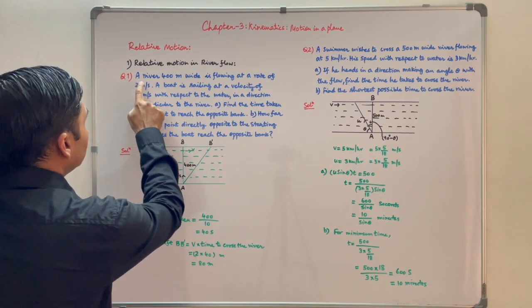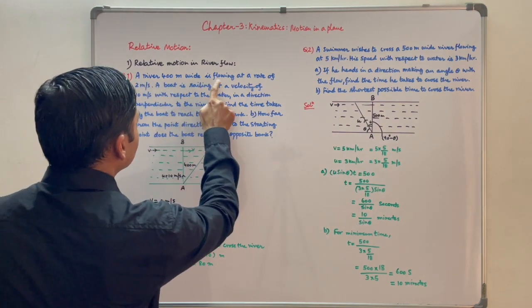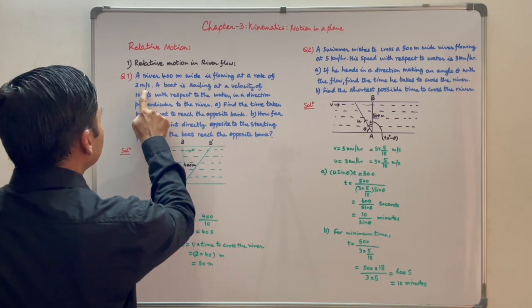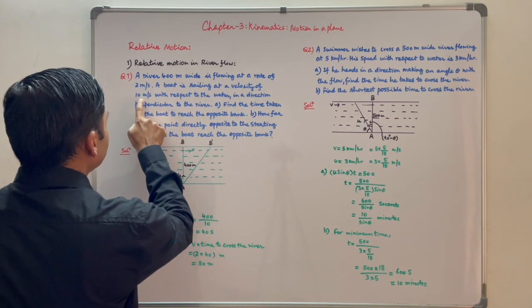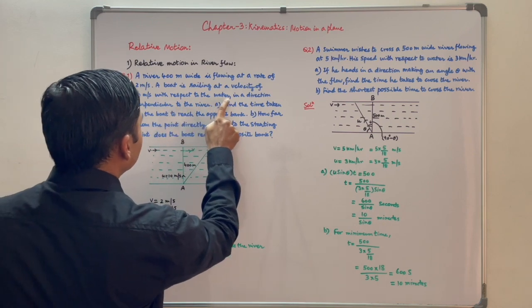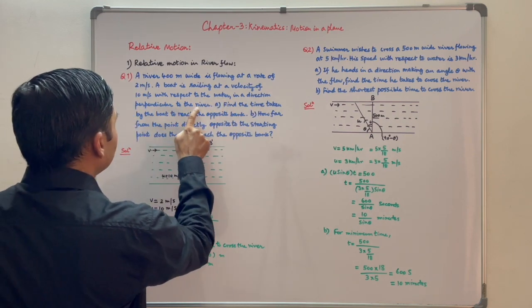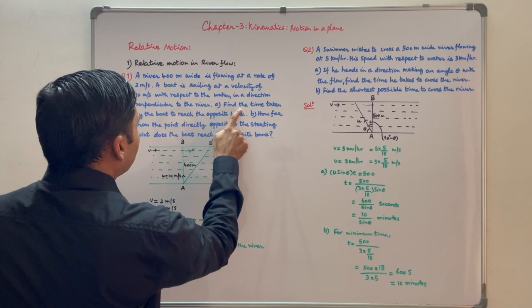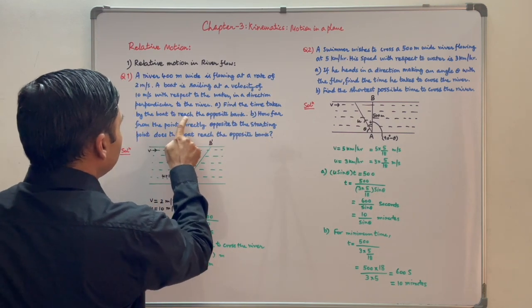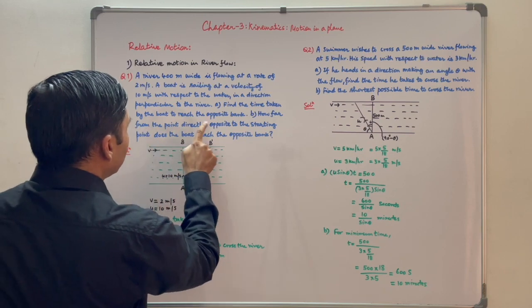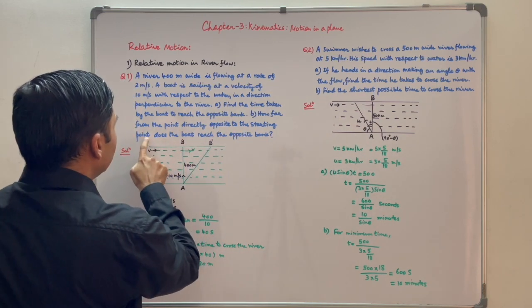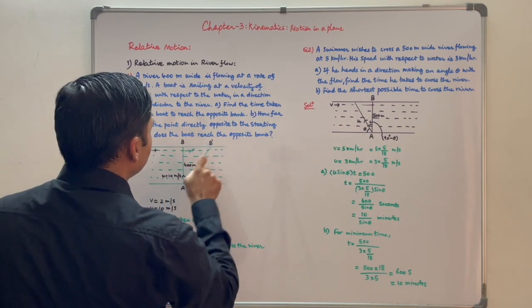First question, a river 400 meter wide is flowing at a rate of 2 meter per second. A boat is sailing at a velocity of 10 meter per second with respect to the water in a direction perpendicular to the river. Part A, find the time taken by the boat to reach the opposite bank. Part B, how far from the point directly opposite to the starting point does the boat reach the opposite bank?